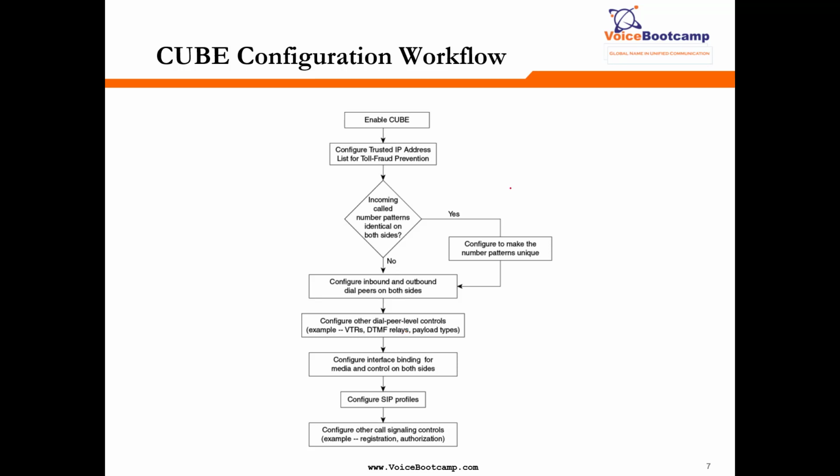Now, the configuration workflow for SIP is, first of all, you must enable CUBE, and then configure any trusted IP address for toll fraud, such as a list of IP addresses that are allowed to pass through this router for VoIP traffic. Then you check if the incoming call number patterns are identical on both sides. If yes, then configure to make the number pattern unique. If no, then you configure all your inbound and outbound dial peers for both sides. You configure other dial peer related controls such as DTMF relay, payload type, codec, etc. Configure your binding for your SIP traffic for both media and control on both sides. Define any SIP profile for changing or replacing any headers. And finally, configure other call signaling protocols such as registration or authorization, etc.